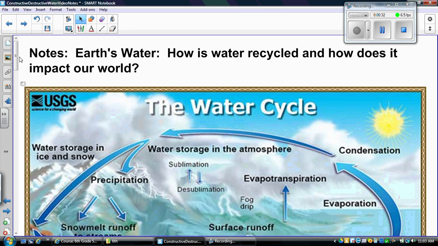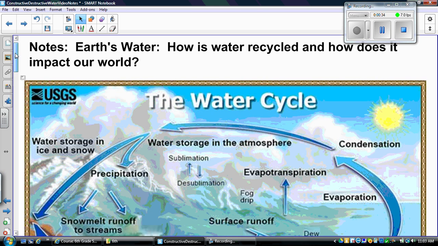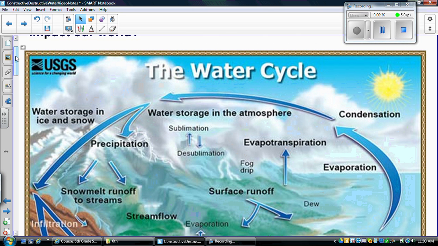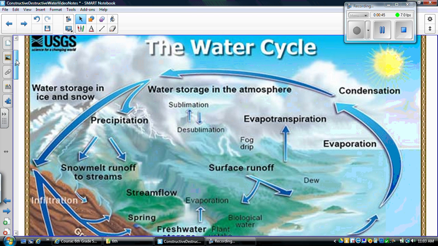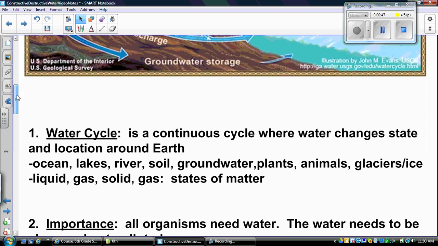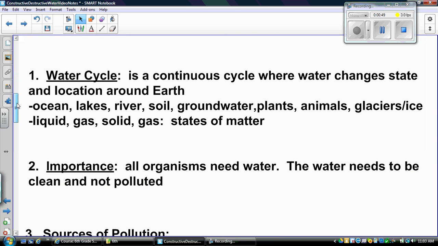So the first thing, and I have a printout of this water cycle that you can use and put in your notes, or you can draw the water cycle in your notebook if you choose. It's up to you. I'll come back to this picture in just a minute. But the first thing I want you to put down is what is the water cycle? It's a continuous cycle where water changes state and location around the earth. So this is where water is changing from a solid to a liquid to a gas, and we're moving that water around to different places on earth.